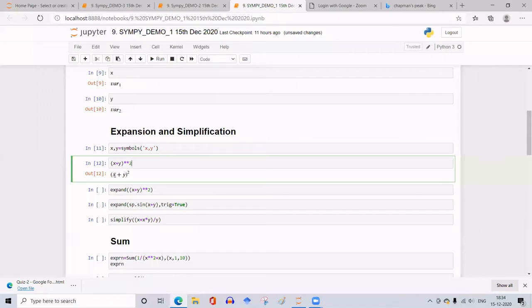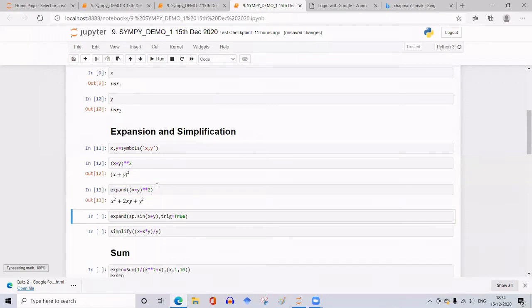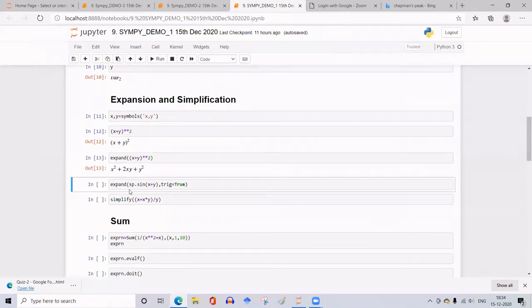Now I want to expand this X plus Y whole square into X square plus 2xy plus Y square. For that, the function is expand, and then give the expression. So now you get X square plus 2xy plus Y square, as we are familiar with this type of writing, the expansion of X plus Y whole square.